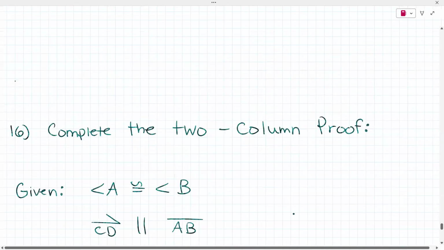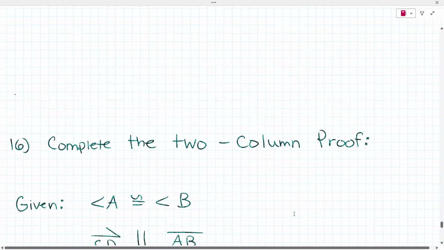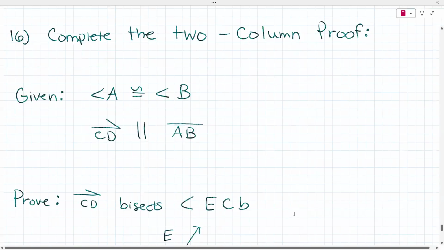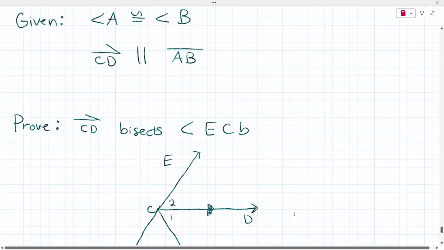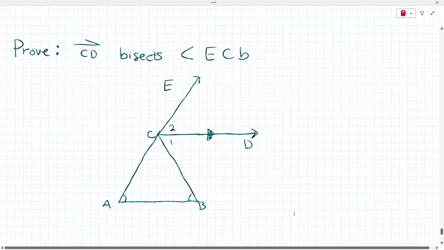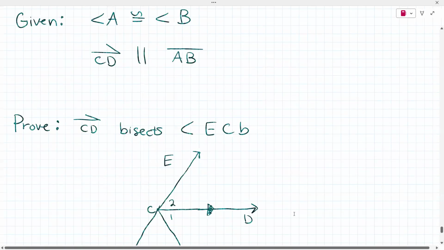Okay, let's look at a proof. So question 16 says, complete the two-column proof. We are given that angle A is congruent to angle B, and we know that ray CD is parallel to the line segment AB. Prove that ray CD bisects angle ECB. Okay, so here's our image. We got to prove that ray CD bisects ECB.